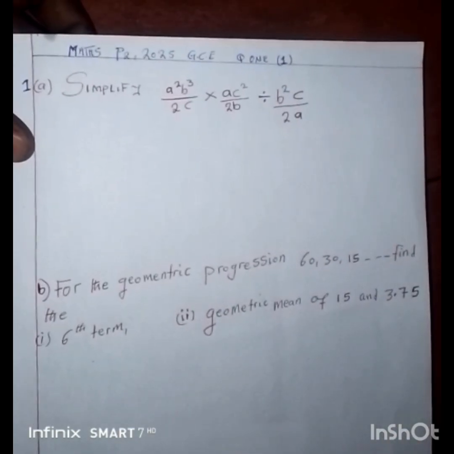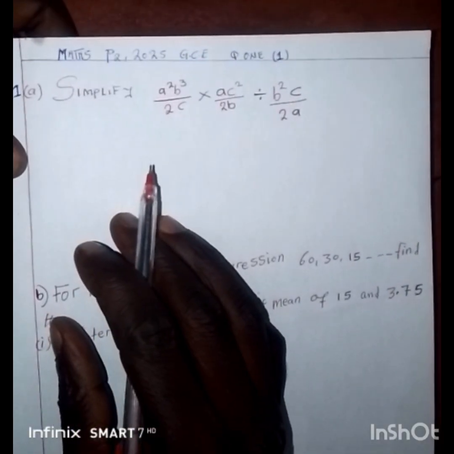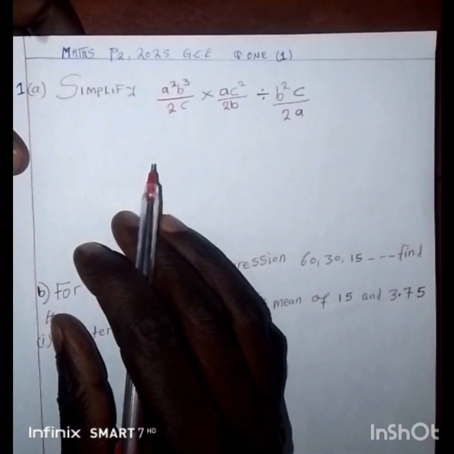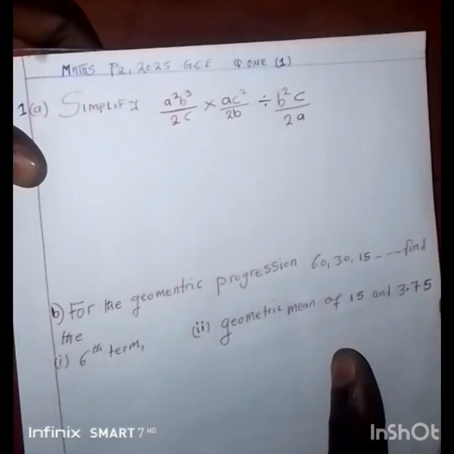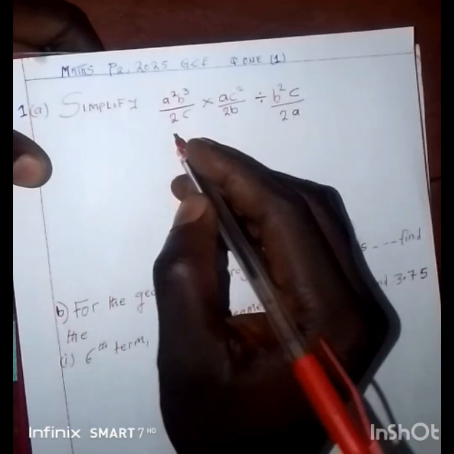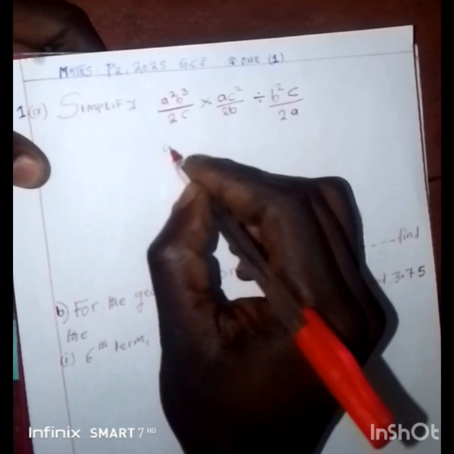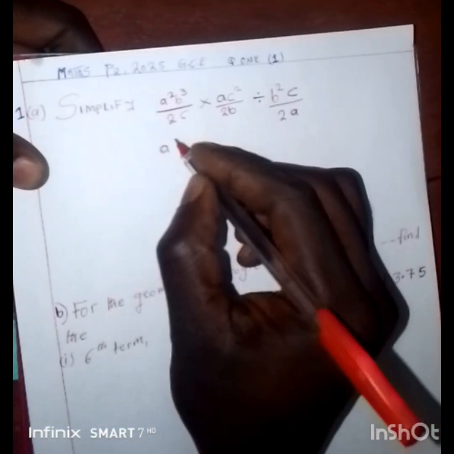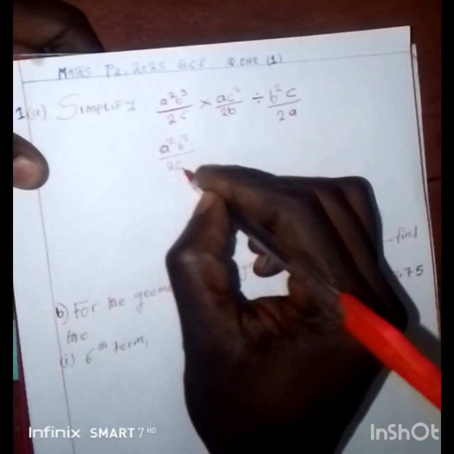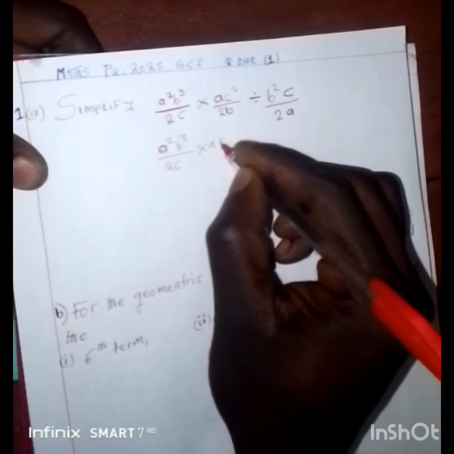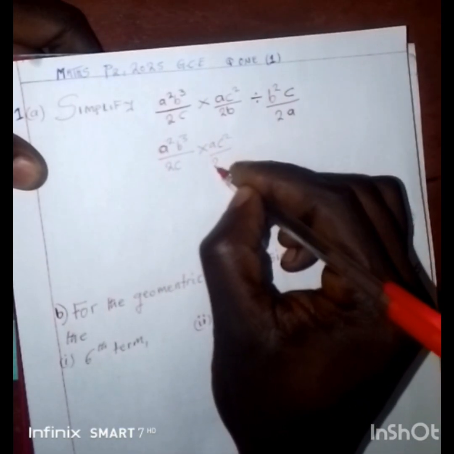Okay, so question 1 reads: simplify a squared b cubed over 2c times a squared divided by 2b, divided by b squared c over 2a. Right, so how do we simplify this kind of expression? It's very simple. We just write a squared b power 3 over 2c, multiplied by ac squared over 2b.